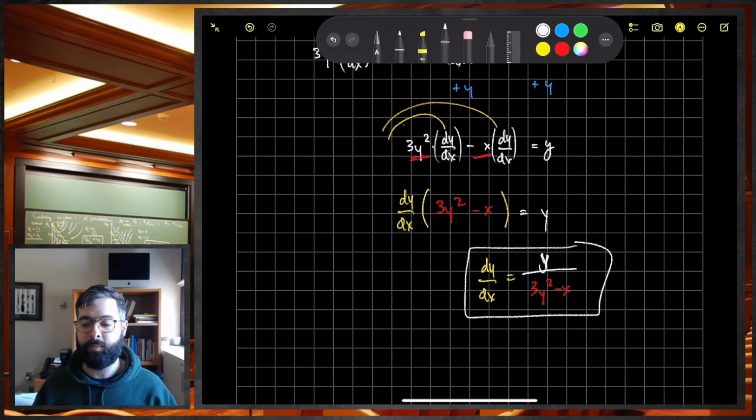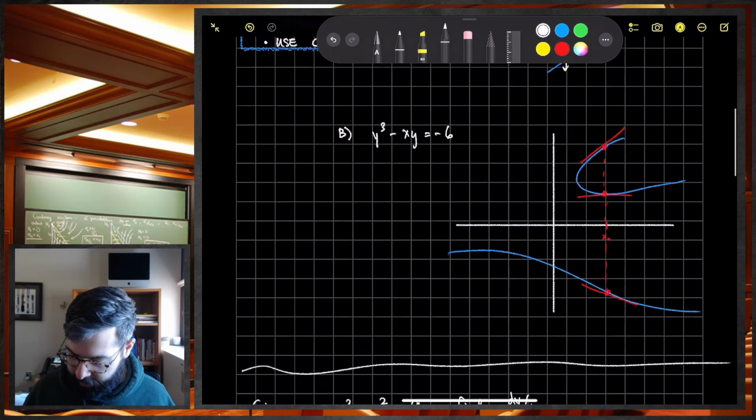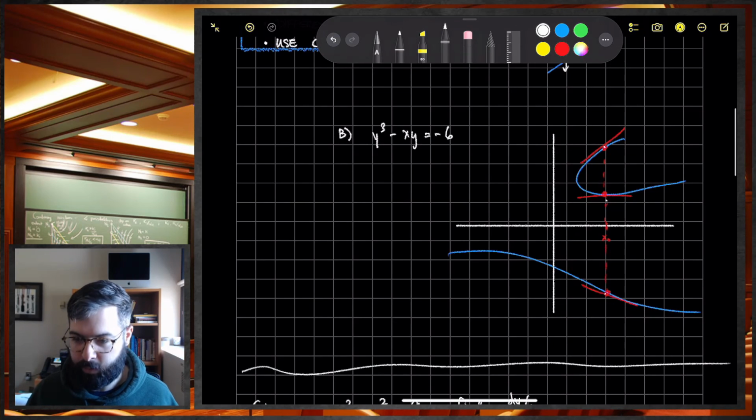Again, your answer is most likely going to depend on x and y for the coordinates on that curve, because as we saw before, this function has many outputs for certain inputs of x.